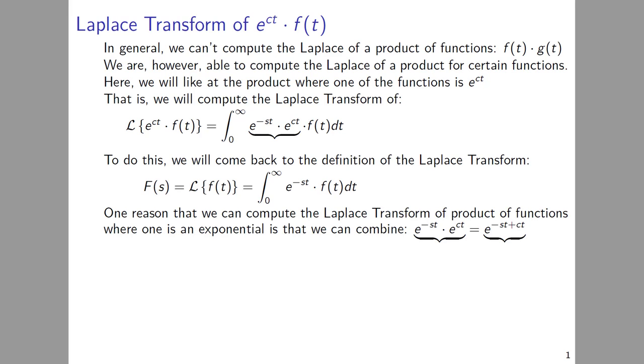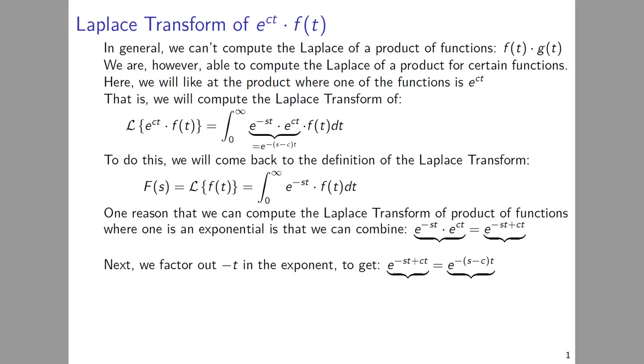Now, one reason that we can compute the Laplace transform of a product of functions where one is an exponential is that we can combine e to the negative st times e to the ct as e to the negative st plus ct. And with this, we'll factor out negative t in the exponent to get e to the negative s minus c times t, and rewrite our integral as the integral from 0 to infinity of e to the negative s minus c times t times f of t dt.